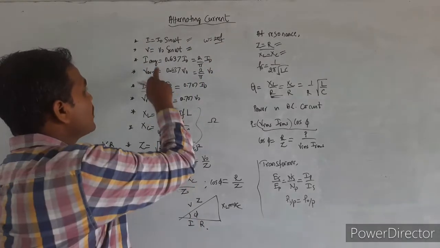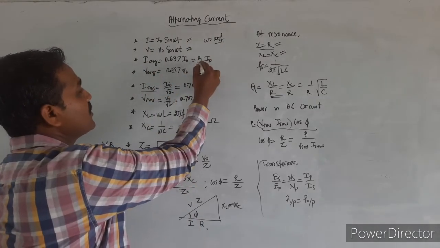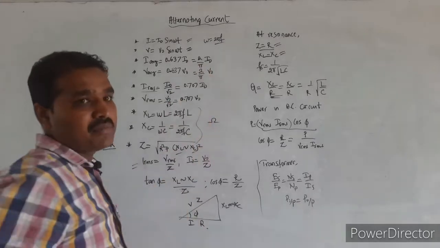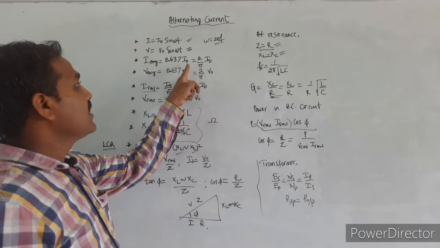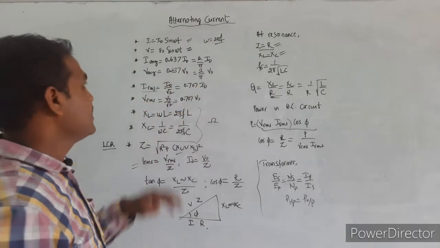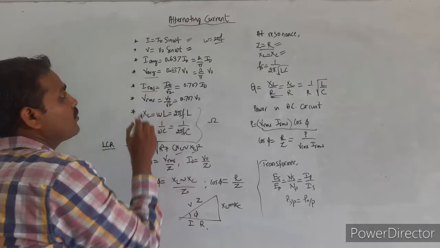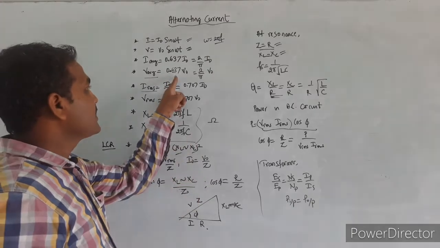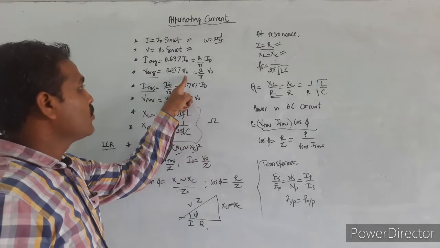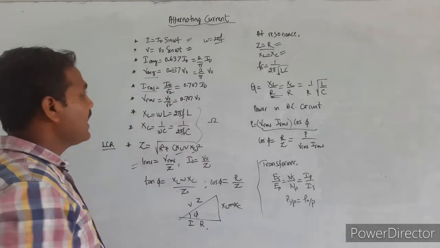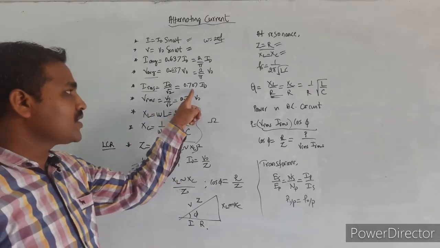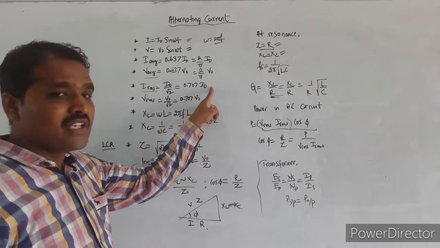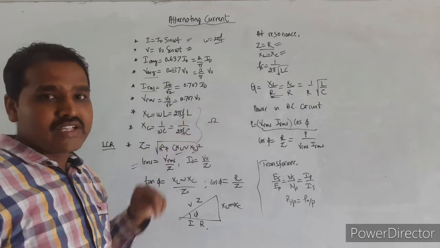Then the average value of current is equal to 2 divided by pi times the peak value, which is also equal to 0.637 times the maximum value of current. Similarly, the average value of voltage is equal to 0.637 times the peak voltage V naught. The RMS values of current and voltage are 0.707 times the peak values of current and voltage respectively.